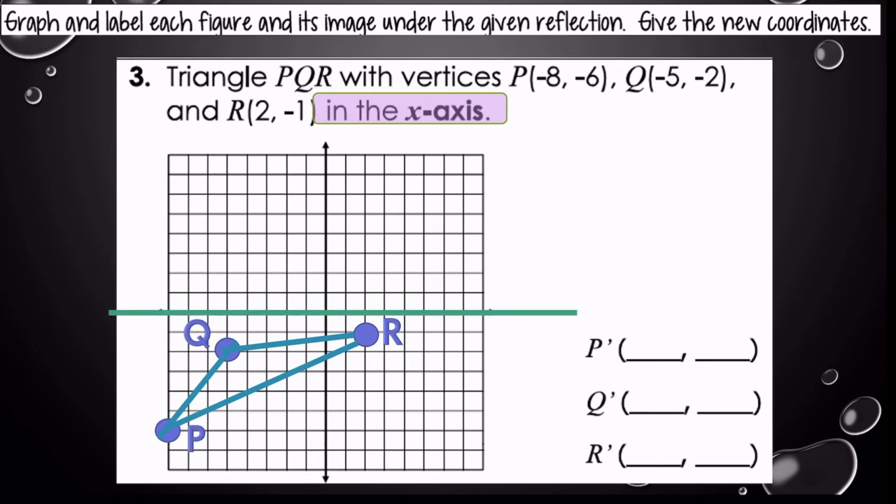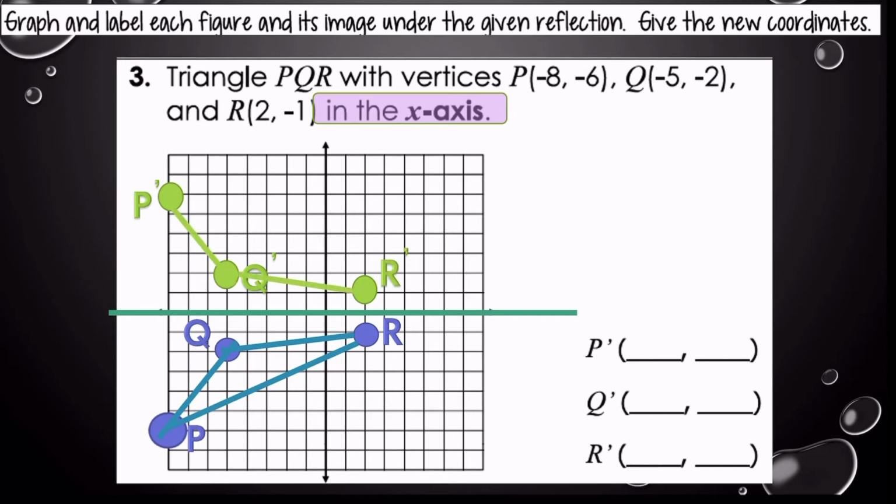So it might help to draw it, because then you're going to count how far this P is from that green line. Well, it's 8 spaces down, so this time I have to go 8 spaces up and label it. Then my Q is 2 spaces down, so I have to go 2 spaces up and label it. I'm sorry, P, I said 8, it should be 6. And then R is 1 space down, so I go 1 space up and label it.